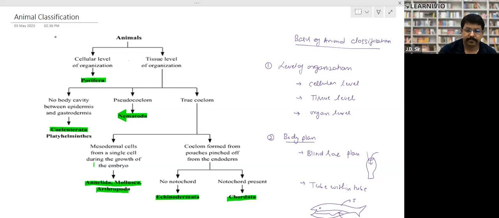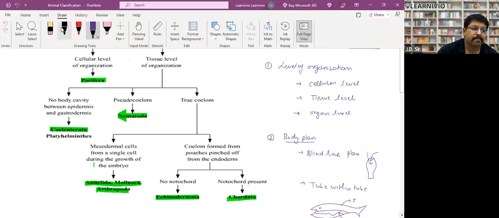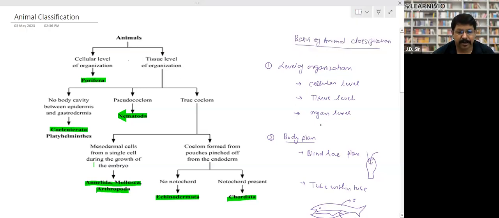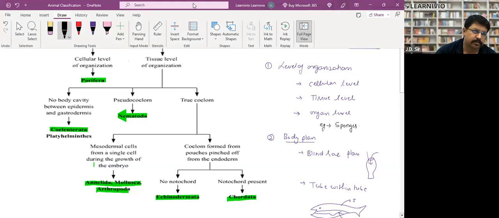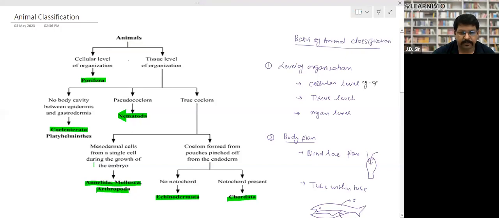The organism is merely a collection of cells. Example, sponges. Next point.